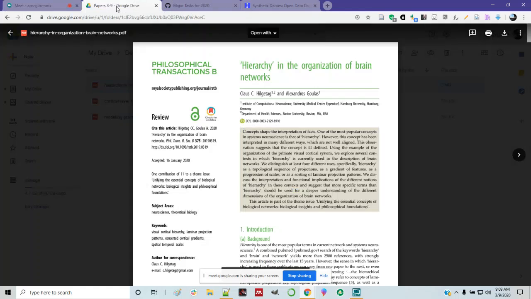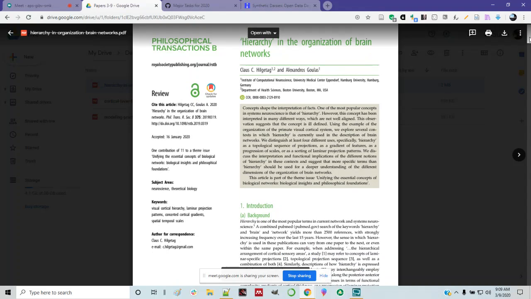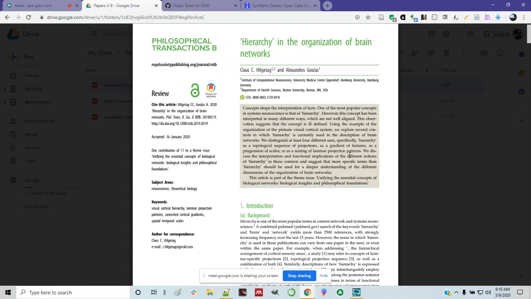So let's go back to this. This is the paper Hierarchy in the Organization of Brain Networks. They talk about how in systems neuroscience there's this concept of hierarchy. The idea of hierarchy is that there are levels of different things, and they're arranged in a way that suggests function. So your top level is the thing that maybe controls lower levels.